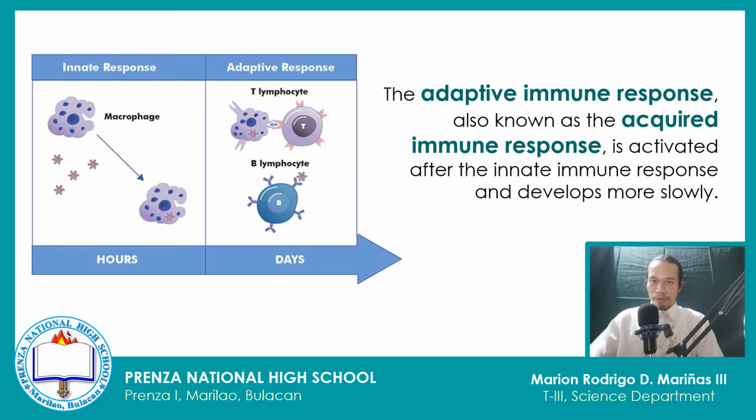The adaptive immune response, also known as acquired immune response, is activated after the innate immune response and develops more slowly. The names adaptive and acquired reflect the fact that this immune response is enhanced by previous exposure to the infecting pathogen. Therefore, there are several ways in which we can enhance this type of immunity.